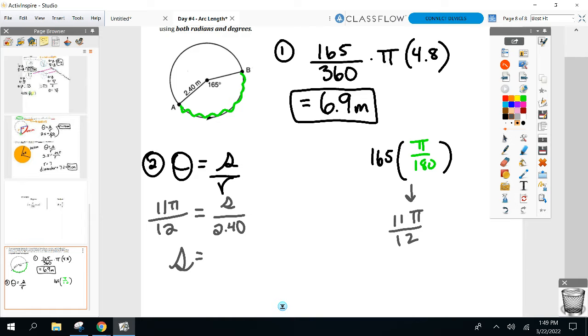The fact when I cross multiply and divide by 12, I get, I know I'm the only one that gets excited. So 2.4 times 11 pi divided by 12. Oh, shocker, you still get 6.9 meters. Look at that. Doesn't matter what formula I use. Just proving my point today. Just make sure you're in the right units.